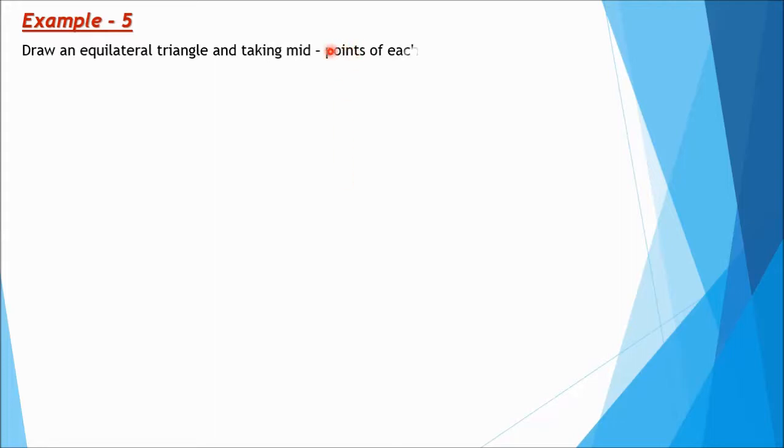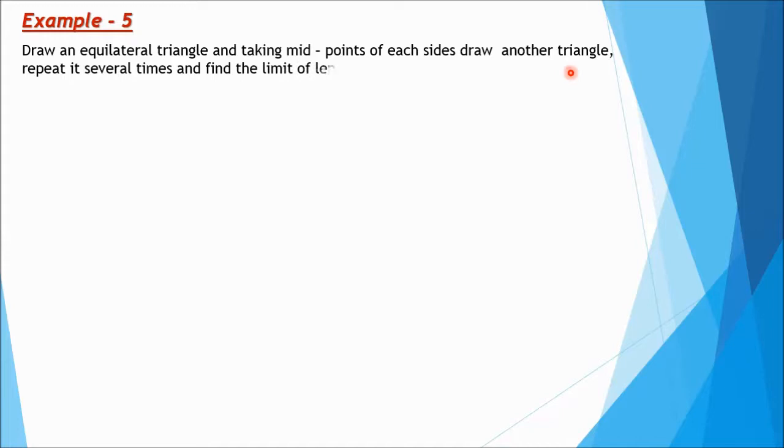Example 5. You can see the question on your screen. Draw an equilateral triangle. First we have to draw an equilateral triangle, and taking midpoints of each side, draw another triangle. Repeat it several times. We repeat the same process of drawing the triangle from the midpoints several times, and find the limit of length, area, and perimeter of the sequence of triangles so formed.